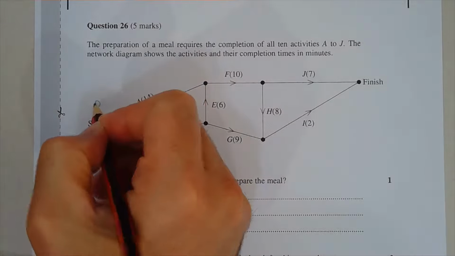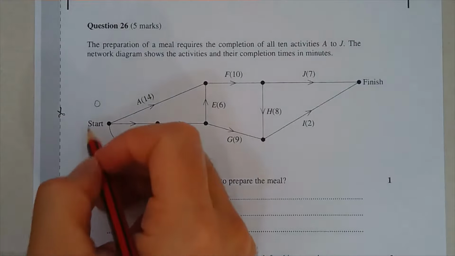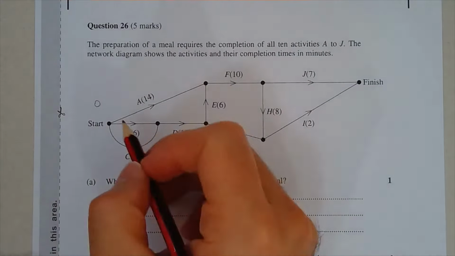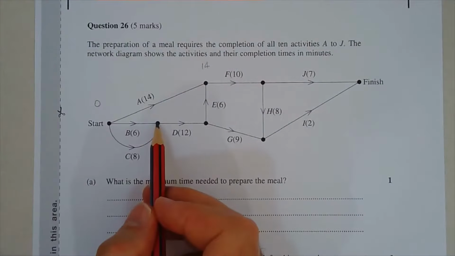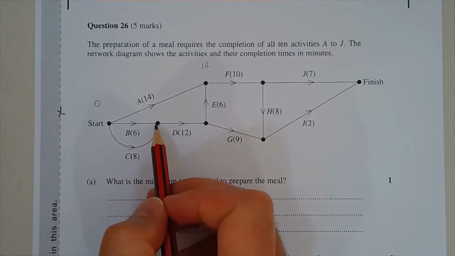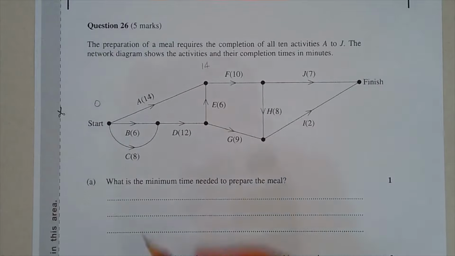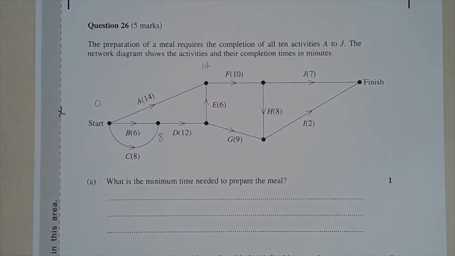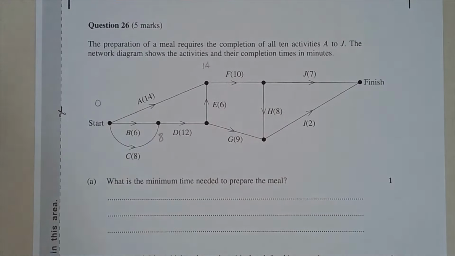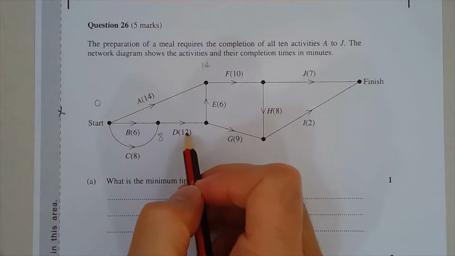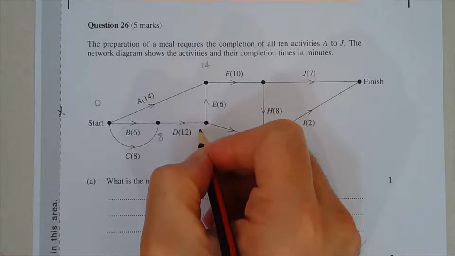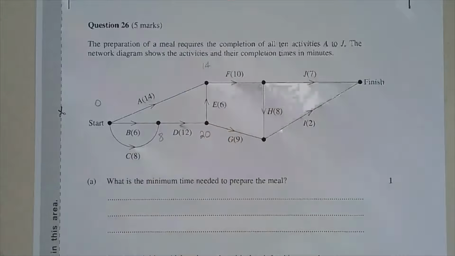So starting from 0, so that's at the start, the 0-minute mark. Activity A takes 14 minutes. Activity B takes 6 minutes, but activity C takes 8 minutes. With forward scanning, we take the higher of the 2 numbers. So that vertex is reached at the 8-minute mark. So activity D takes 12 minutes plus 8, and that takes us to the 20-minute mark.